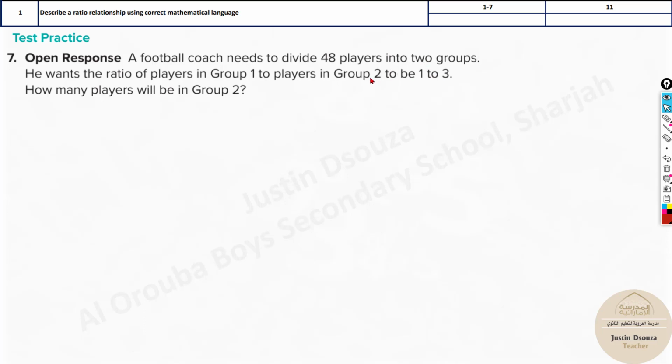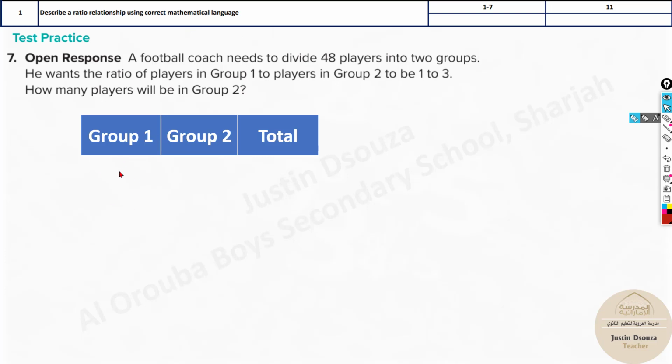See, he wants the players in group 1 to group 2 to be 1 to 3. In the sense, let's do a table. If you put one student in group 1, then there must be 3 in group 2. That is the ratio. See, he is telling the ratio 1 over here, that means 3 must be in group 2. So if you select one student in group 1, 3 must be put in group 2.